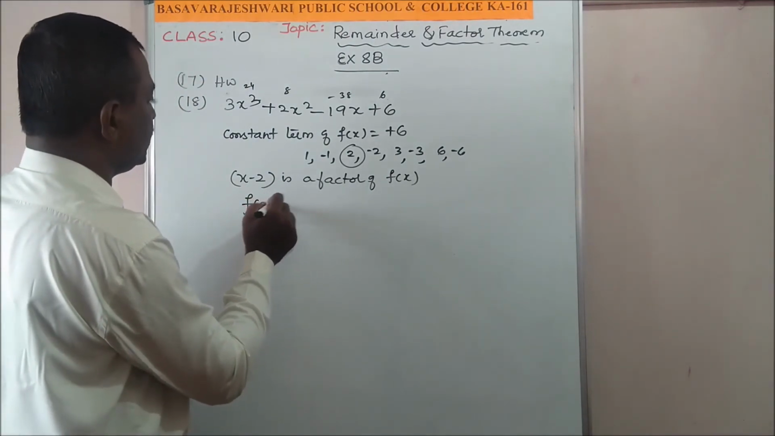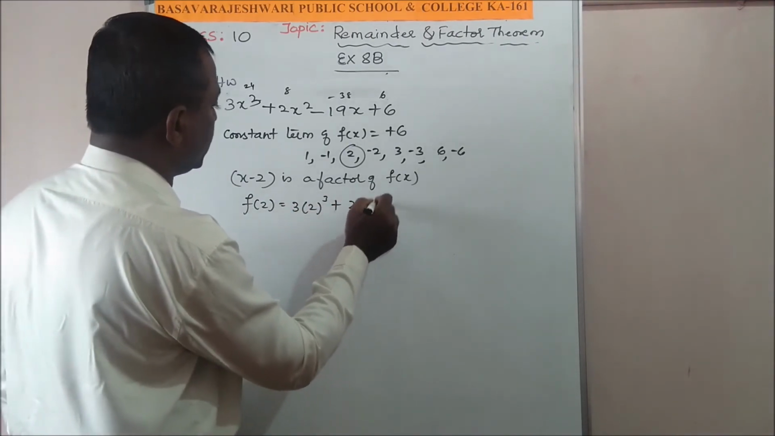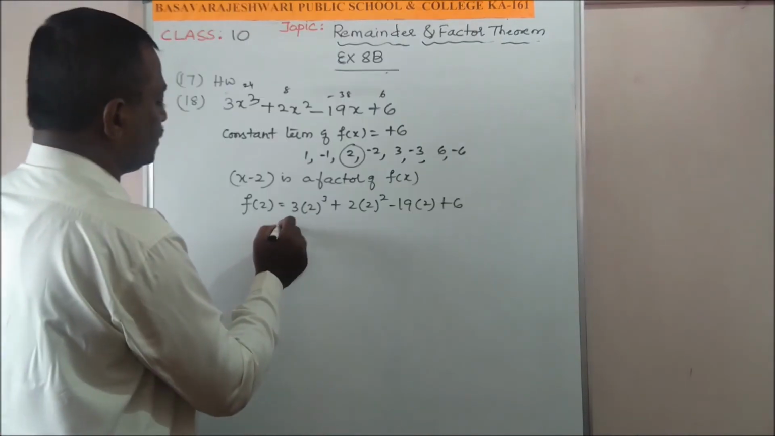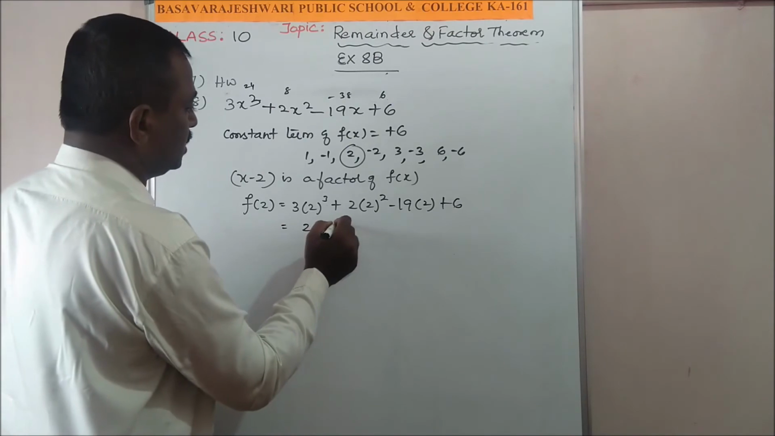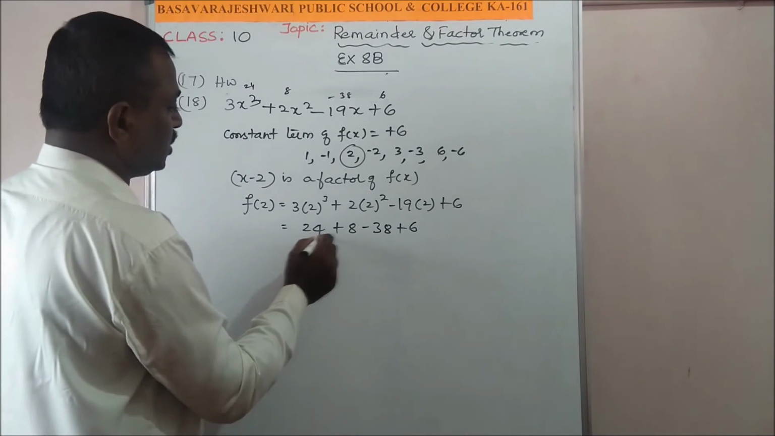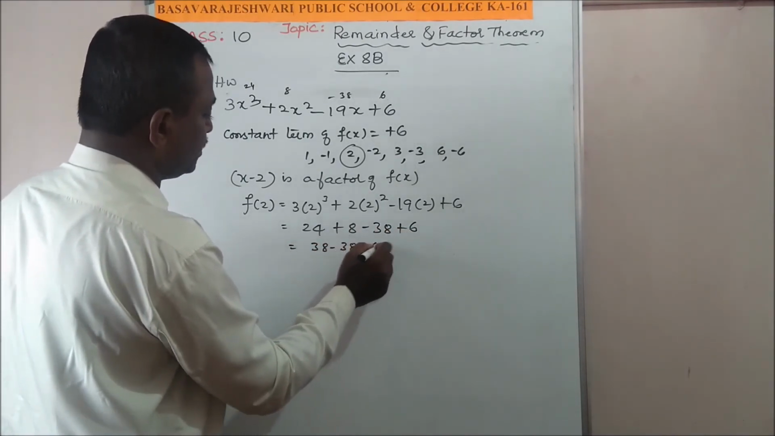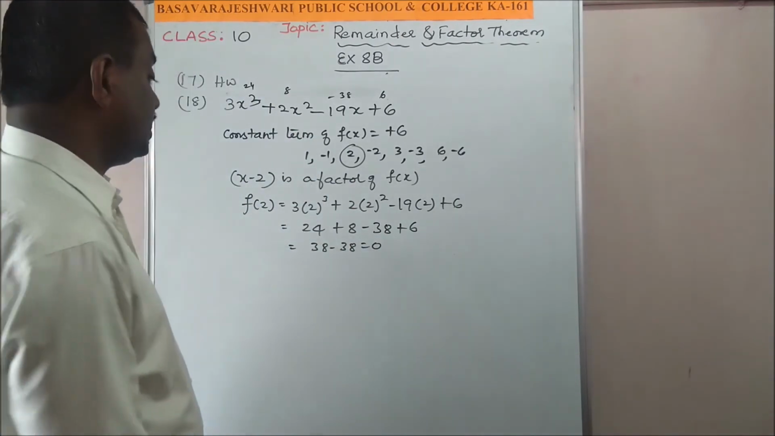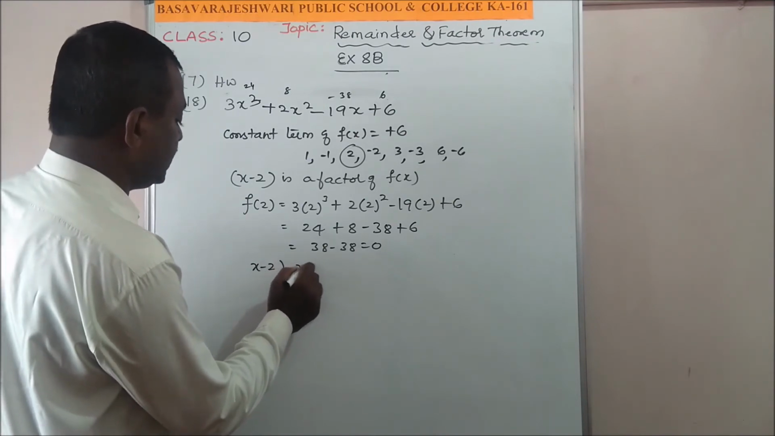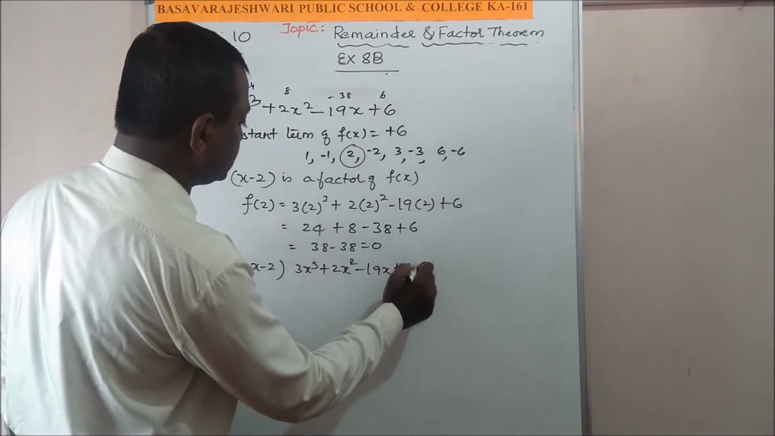f of 2 is equal to 3 into 2 cube plus 2 into 2 square minus 19 into 2 plus 6. So this is 8 threes are 24 plus 8 minus 38 plus 6. 24 plus 6 is 30, 30 plus 8 is 38. 38 minus 38 is equal to 0. Correct? Now divide the given expression 3x cube plus 2x square minus 19x plus 6 by x minus 2.